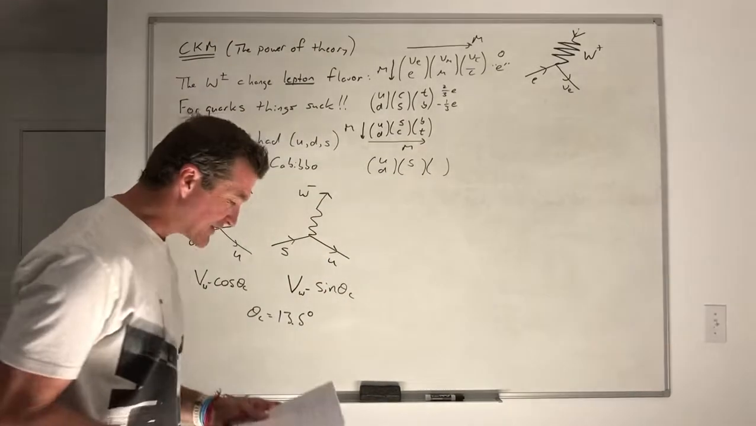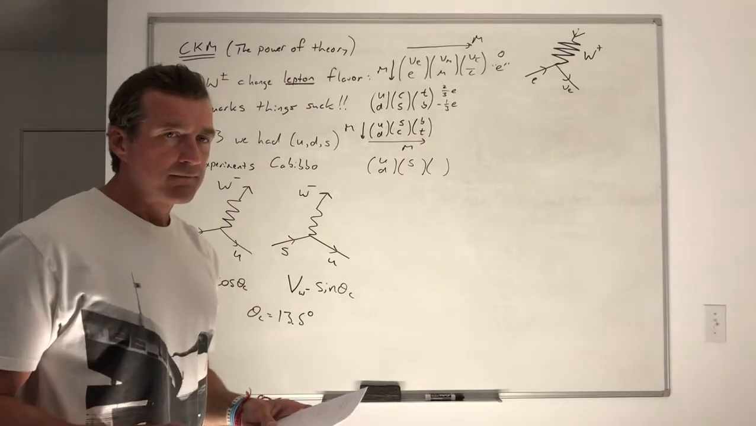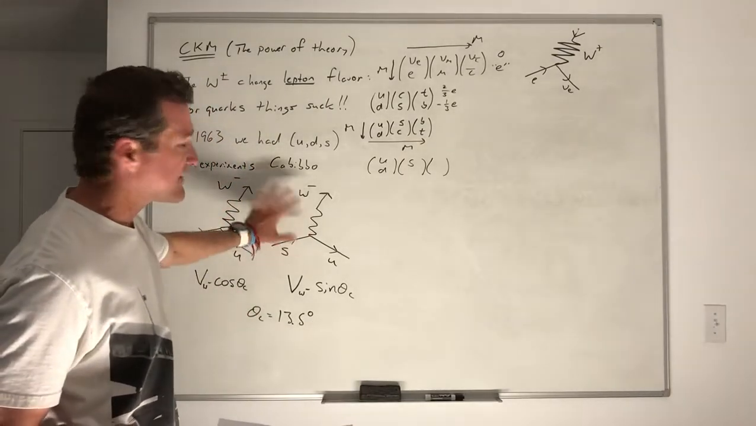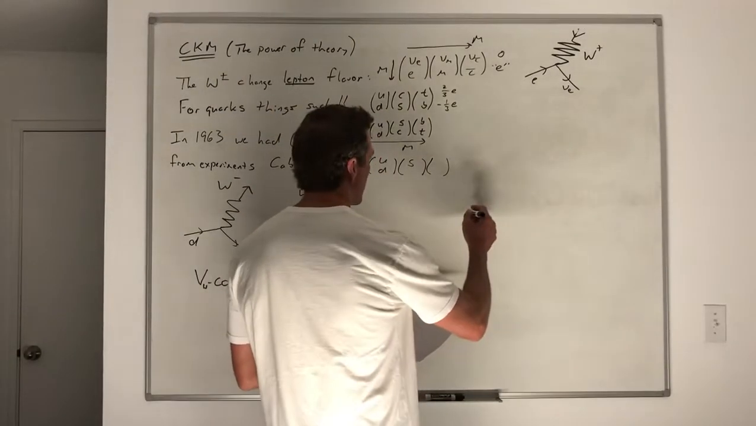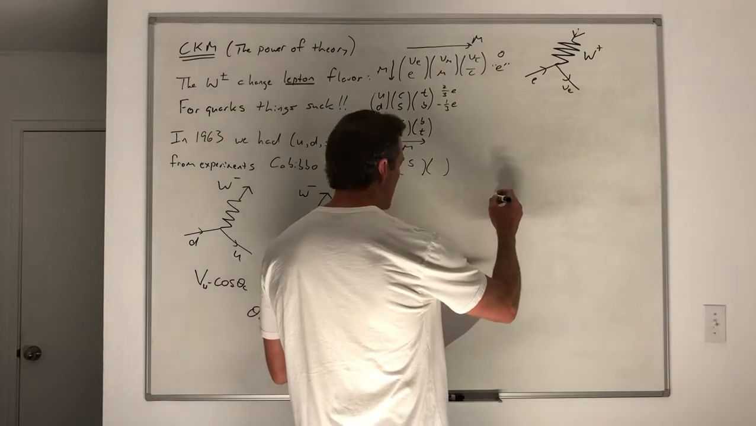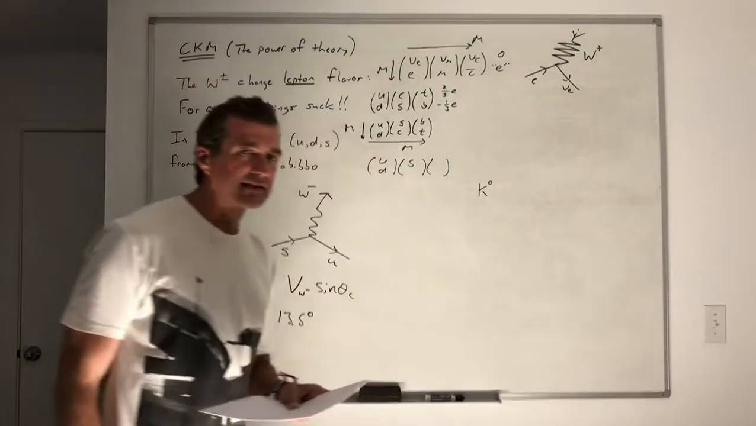But here's where it gets interesting. There's a problem in the experimental data that this doesn't address. And that problem comes from the following process. There's a particle called a K0. It's a neutral kaon.